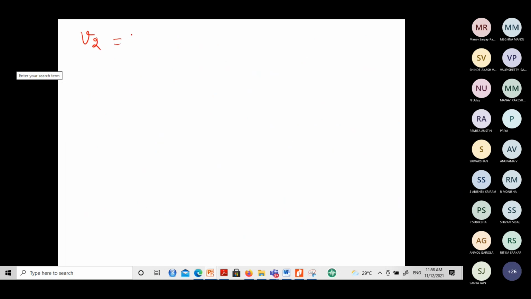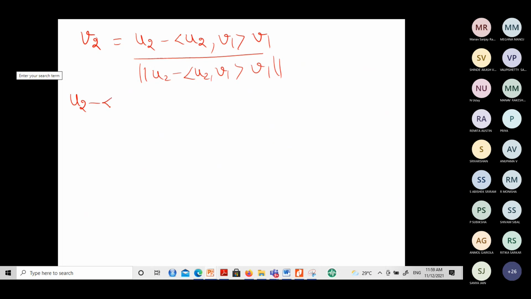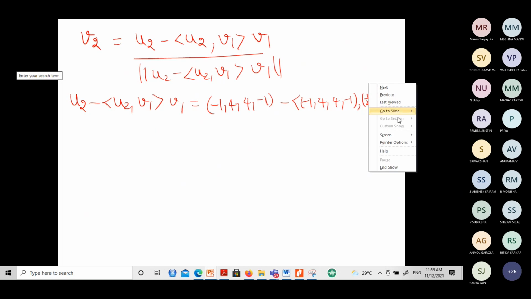What is V2? U2 minus inner product of U2 with V1 into V1, divided by its norm. Okay, first we will find this: U2 minus U2 with V1 into V1. What is U2? Minus 1, 4, 4, minus 1, inner product with V1, which is 1 by 2, 1 by 2, 1 by 2. One minute, better I'll write it in the next.